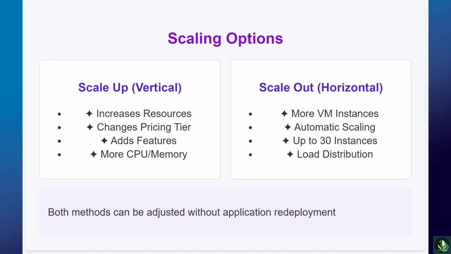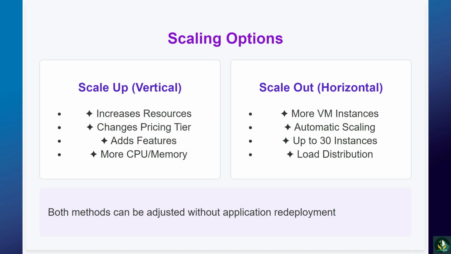The beauty of Azure's auto-scale feature lies in its ability to automatically adjust your instance count based on predefined rules and schedules. You can set conditions based on metrics like CPU usage, memory consumption, or request queue length.